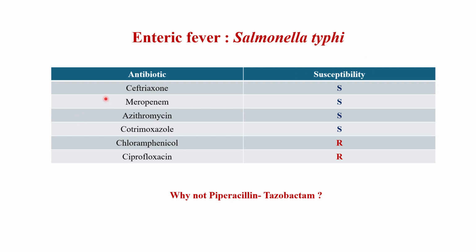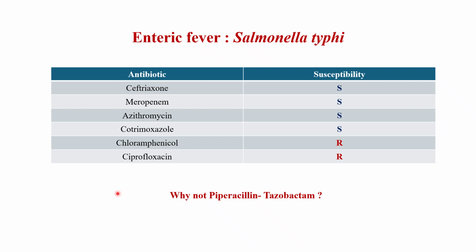So drugs like carbapenems or ceftriaxone will rapidly kill the extracellular bacteria, but they will kill the intracellular bacteria slowly. Azithromycin concentrates inside the cell, so azithromycin will kill intracellular bacteria, whereas cotrimoxazole can kill both intracellular and extracellular bacteria. However, cotrimoxazole has a poor PK/PD.